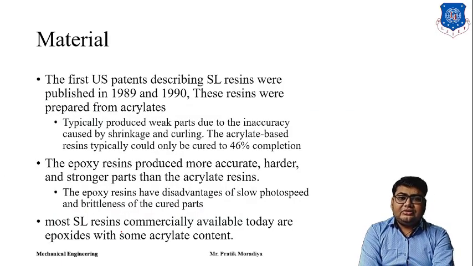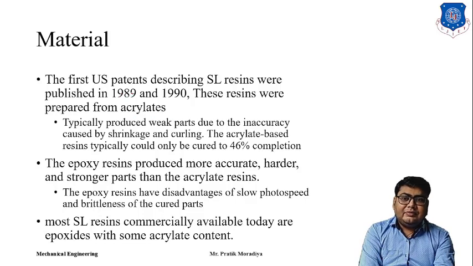Now, which materials can we use in the SLA system? The SLA system was developed in the mid 1980s, around 1985 and 1986. But the first US patent that describes SLA resin was published in 1989, and then in 1990 the other resins were published, and it was prepared from acrylates. So this is the first resin that was used.